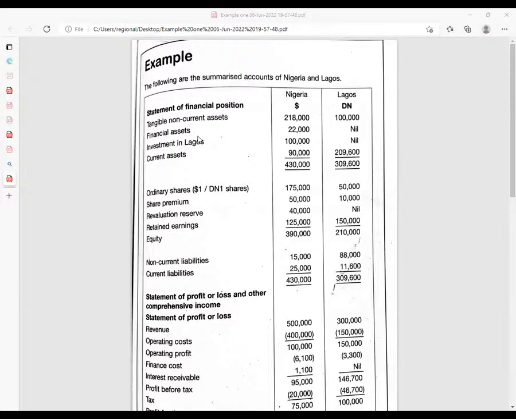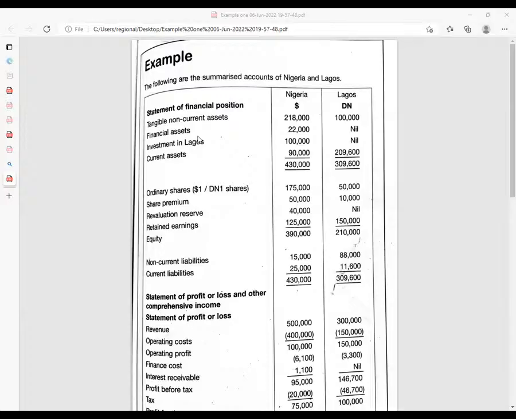So I write tangible non-current assets, right? We have financial assets there. The next thing is financial assets. The third thing there is investment in Lagos. There is no way we shall have an investment in Lagos. Lagos is our subsidiary. We can't really talk of us investing in ourselves. Investment in Lagos will be replaced with what we call goodwill.